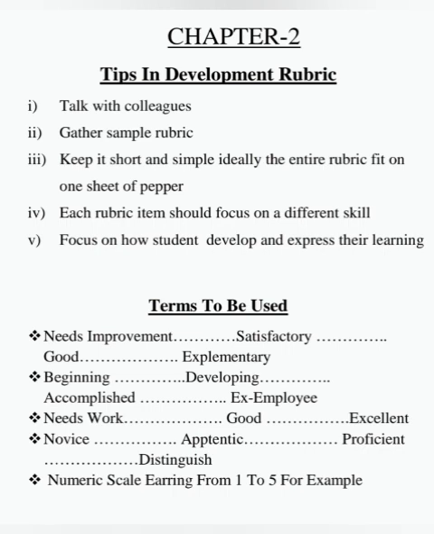Terms to be used. Needs improvement. Satisfactory. Good. Exemplary. Beginning. Developing. Accomplished. Needs work. Good. Excellent. Novice. Authentic. Proficient. Distinguished. Numeric scale varying from 1 to 5, for example.